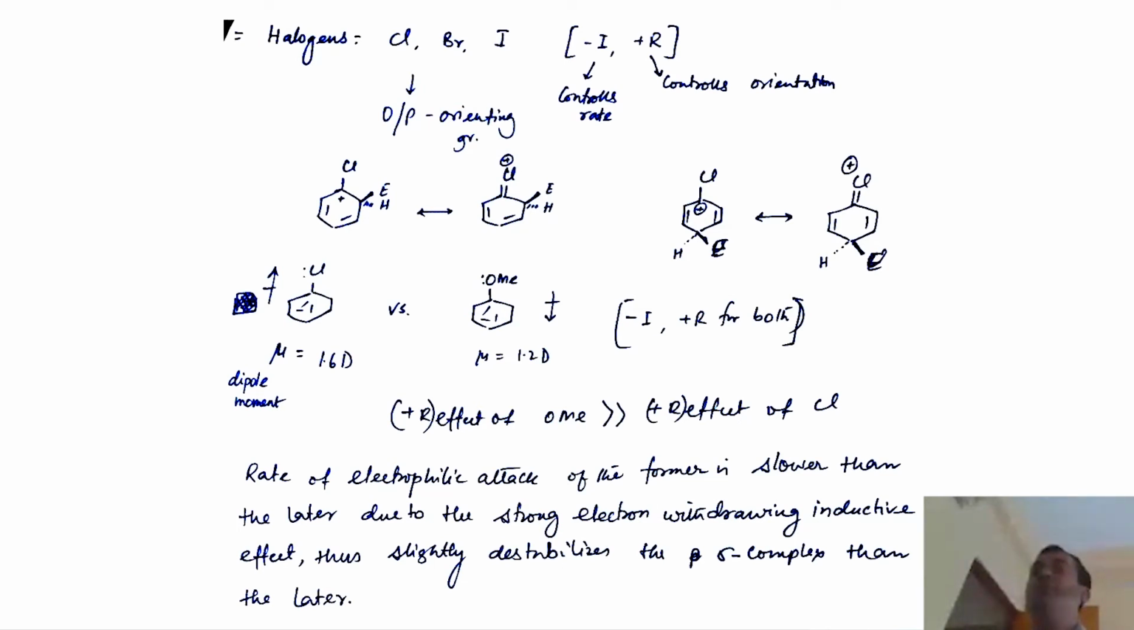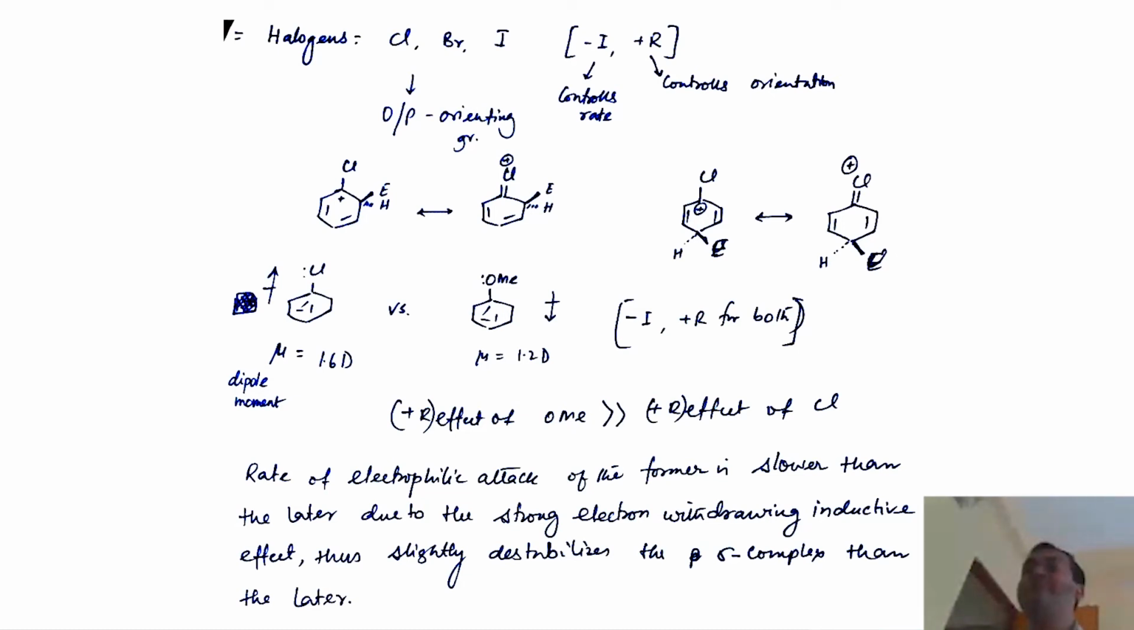Both have a minus I effect, but in this case the plus R effect increases the electron density here, and because of that, OMe leads to ortho-para orientation, but the reaction rate is faster than chlorobenzene.